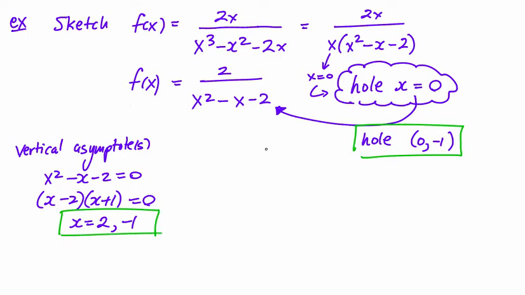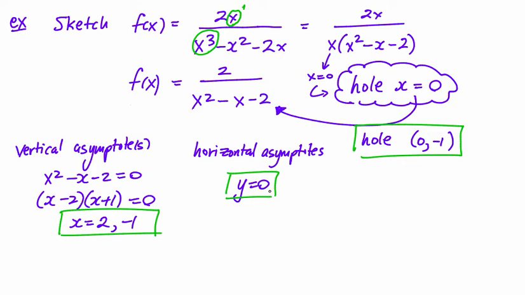So now I can move on to horizontal asymptotes. And those occur by looking at the degrees. And the degree of the top is 1, the degree of the bottom is 3, and when the bottom is bigger than the top, then there's a horizontal asymptote at y equals 0.